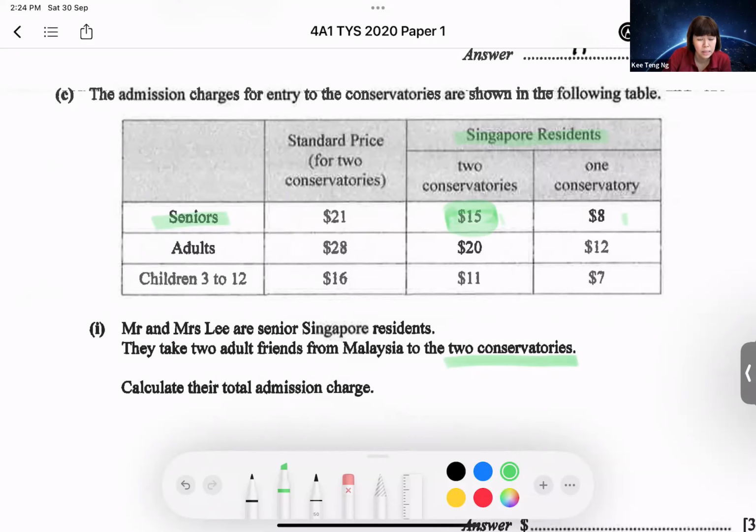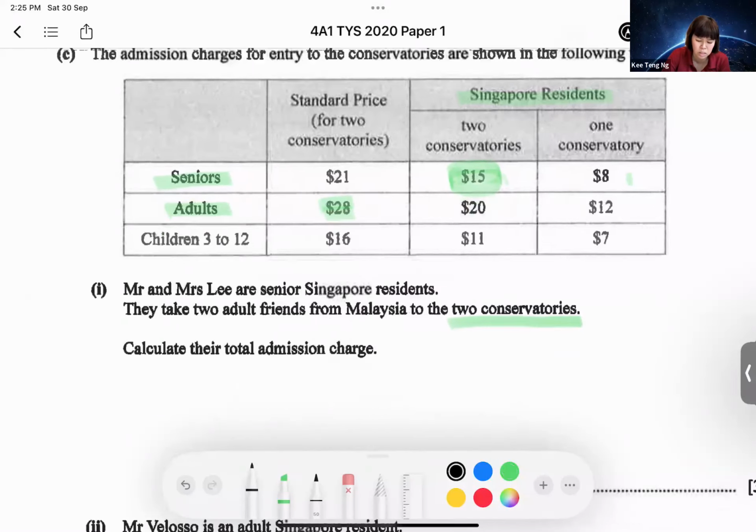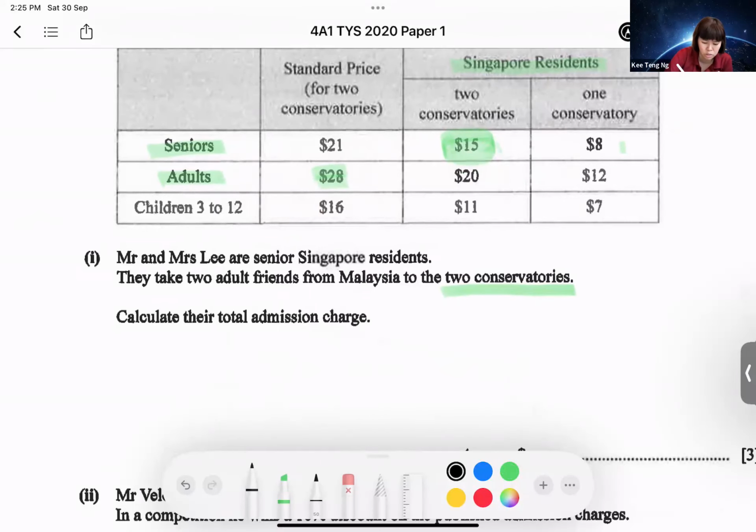Okay, and they took 2 of their adult friends from Malaysia, 2 adults but from Malaysia. They are not Singaporean. So for 2 conservatories, that will be $28 each person. So find their total admission charges. So I have 2 senior adults times 2 plus 2 adults who are Malaysian, $28 times 2.